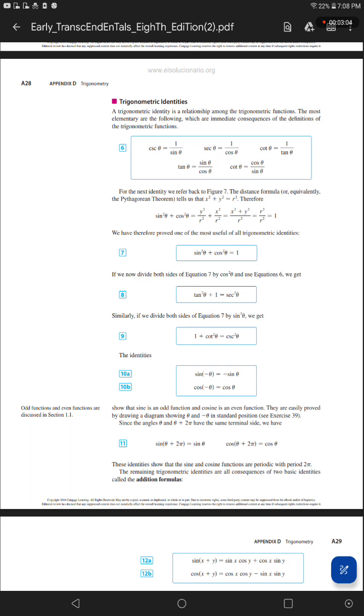Sidebar: odd functions and even functions are discussed in section 1.1. Back to the text.